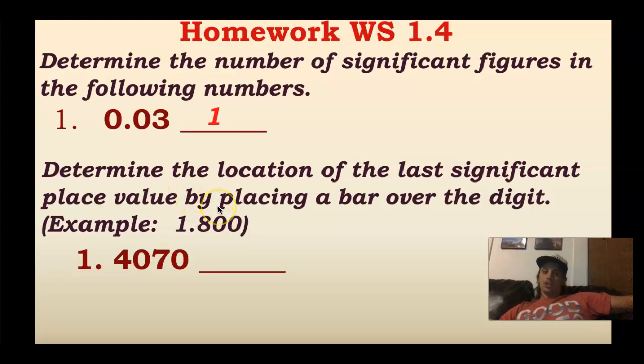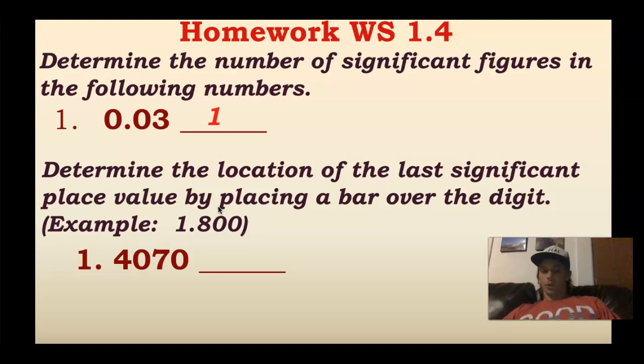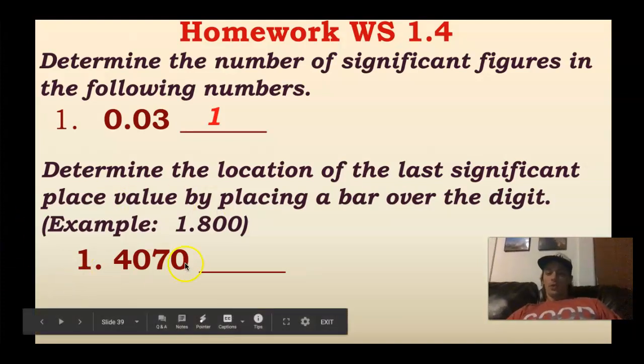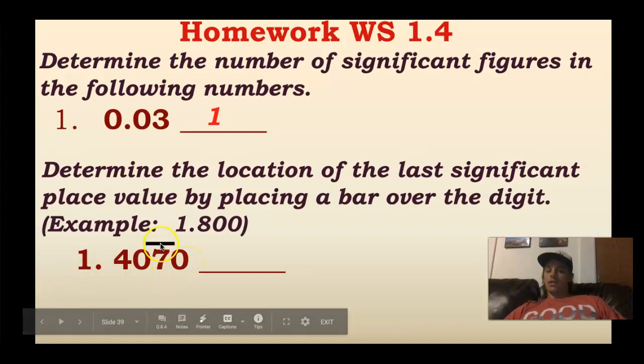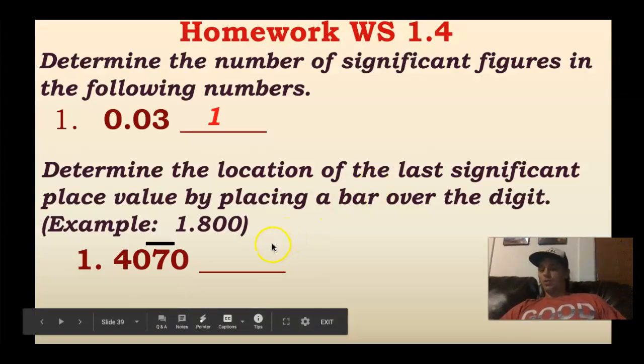Section 2. Determine the location of the last sig fig. Place a bar over it. On the line, if you want to write the number, that's fine. Okay? So in this case, 4070, where would the last sig fig be? I would put a line over the 7. That's the last sig fig in that number. You don't need to write anything on the line if you want. Maybe it'd be good practice to write how many sig figs are in the number, but that's up to you.